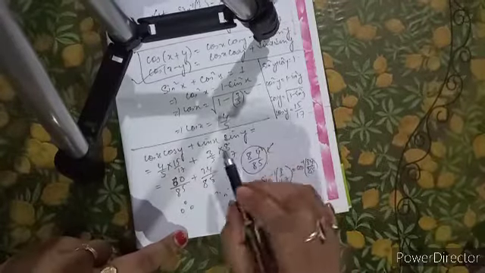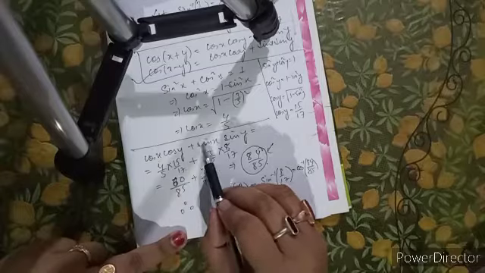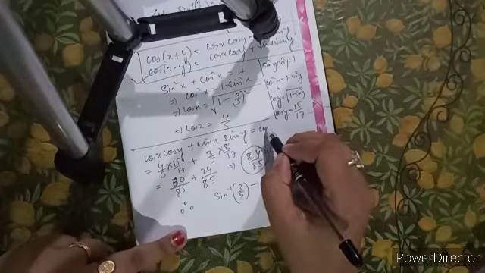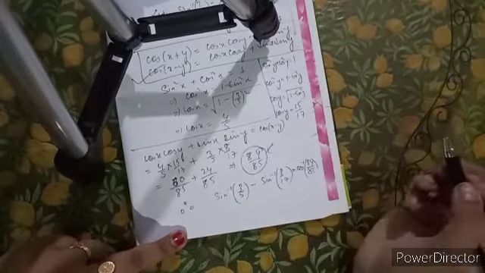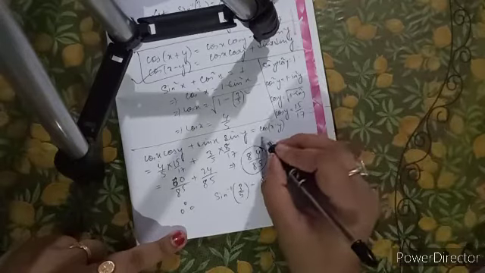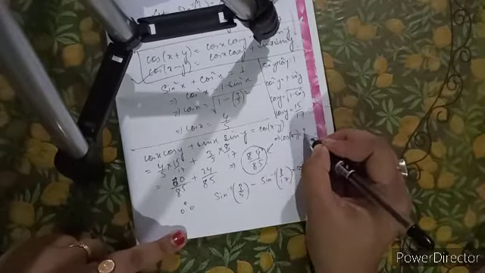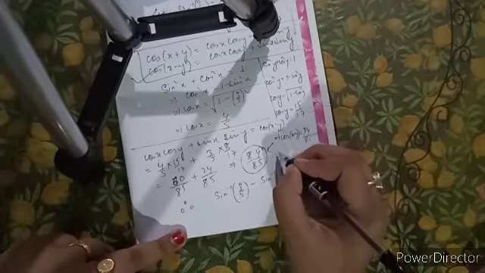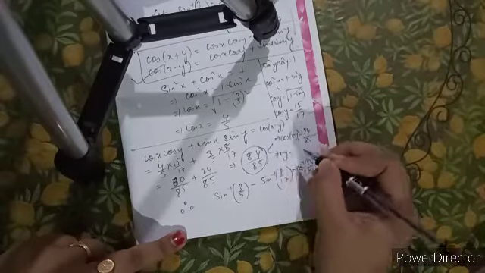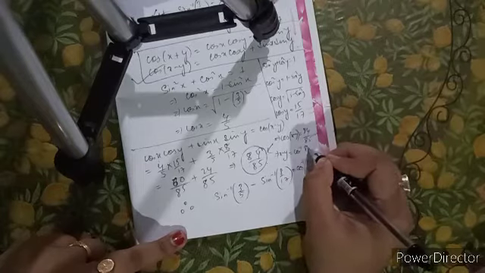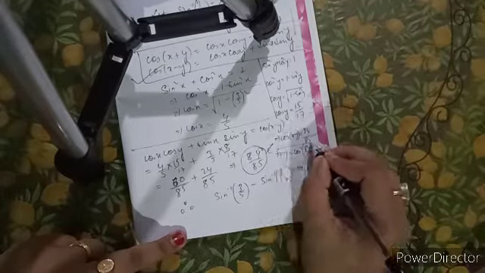So if you see here, cos x cos y plus sin x sin y is the value of cos of x minus y, is not it? So we have got that cos of x minus y value is coming 84 by 85. That means x minus y value will be equal to what? Cos inverse 84 by 85.